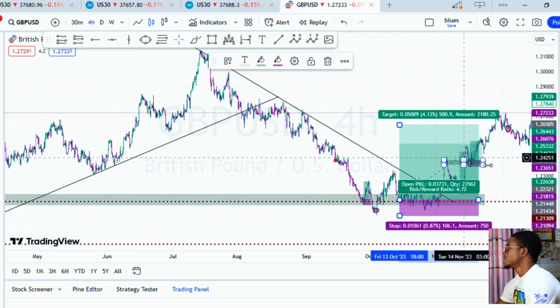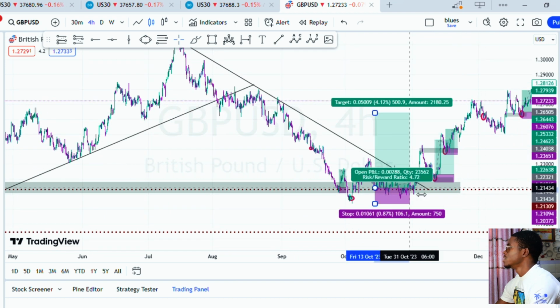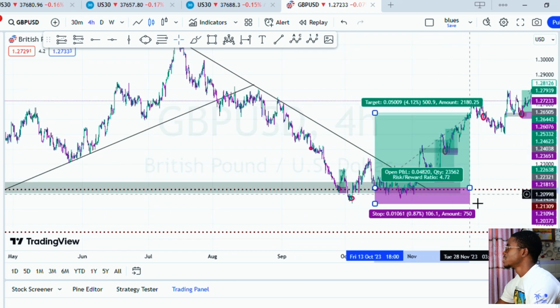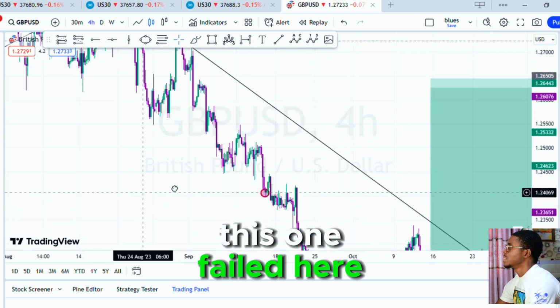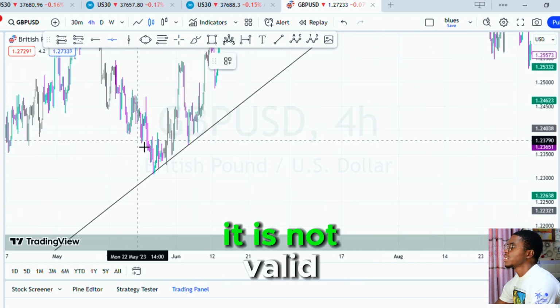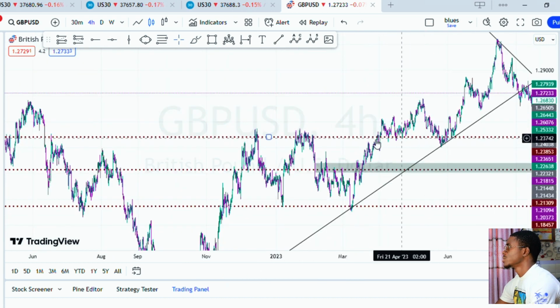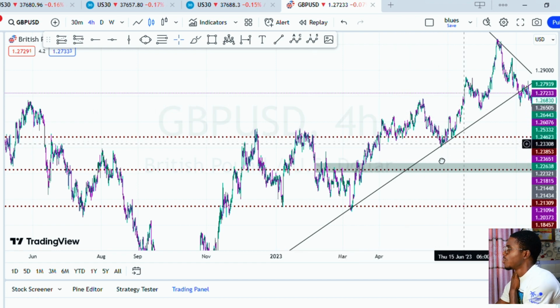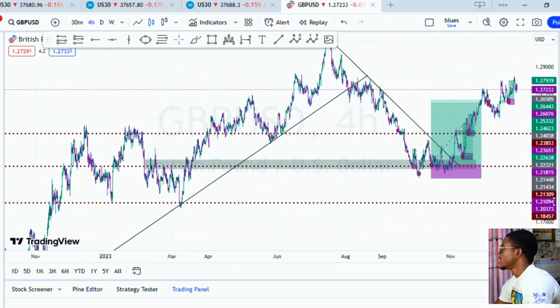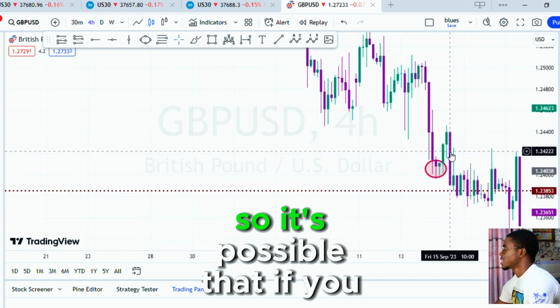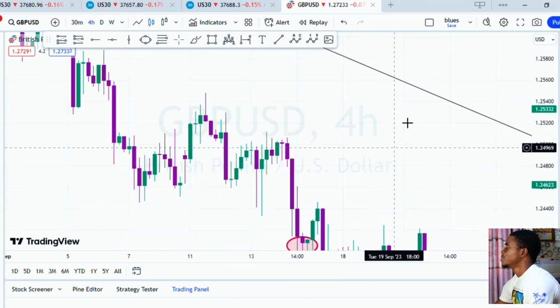And it's about 500 pips. Though the strategy really needs patience. As you can see, this one failed here, not because the trade is not valid, but because here is also a strong zone. This is resistance. Market broke the resistance, came back to the same zone, and started pushing up. So it's possible that if you entered this market right here, you would keep on pushing up.